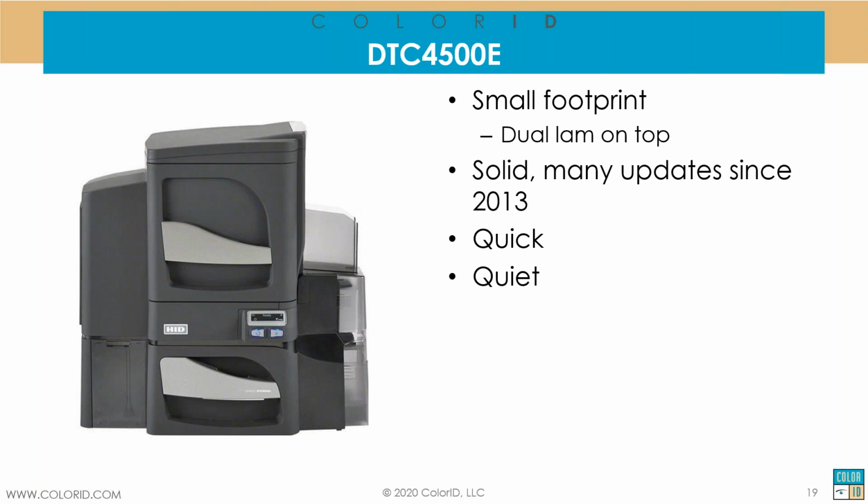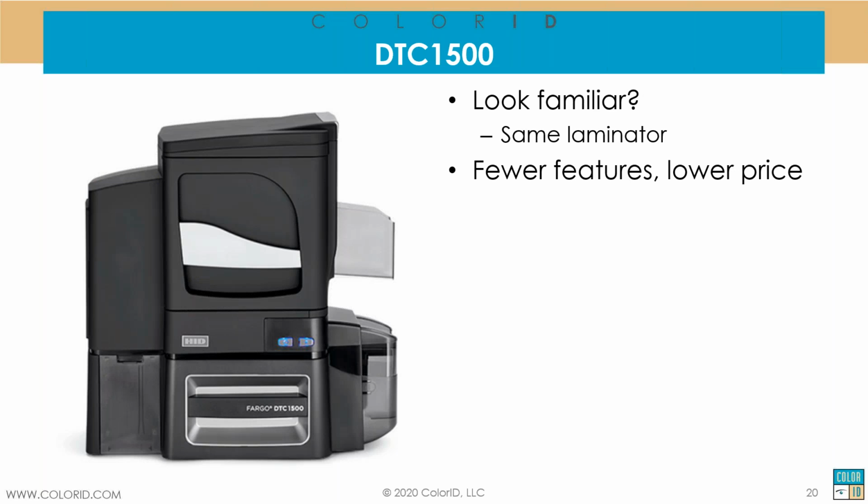And this printer here in front of you, the DTC 4500E, is a comparable printer in some ways to the SB75, and it's direct to card. It laminates. It has a small footprint because the laminator and the flipper are on top. Everything goes up, and so that is really nice in a lot of card offices where you don't have a lot of real estate. It's been around for 7 years, but they keep updating it, and it's pretty quick and it's pretty quiet. So it has become a pretty popular printer.